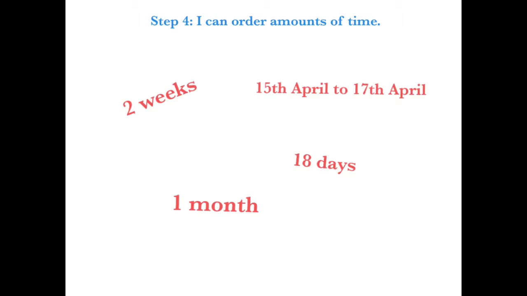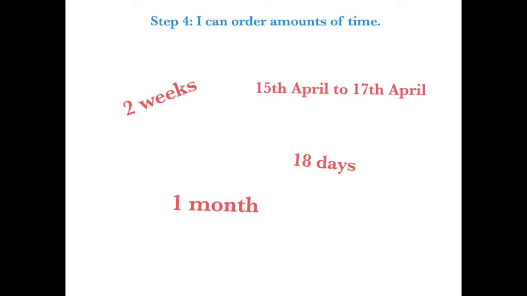Step 4 then, mates, I can order amounts of time. So here we've got some different amounts of time. We've got 2 weeks, the 15th of April to the 17th of April, 18 days and 1 month. What we need to try to do is to order them from the least amount of time to the most amount of time. So the easiest way to do this is to know how many weeks or how many days there are in each one.